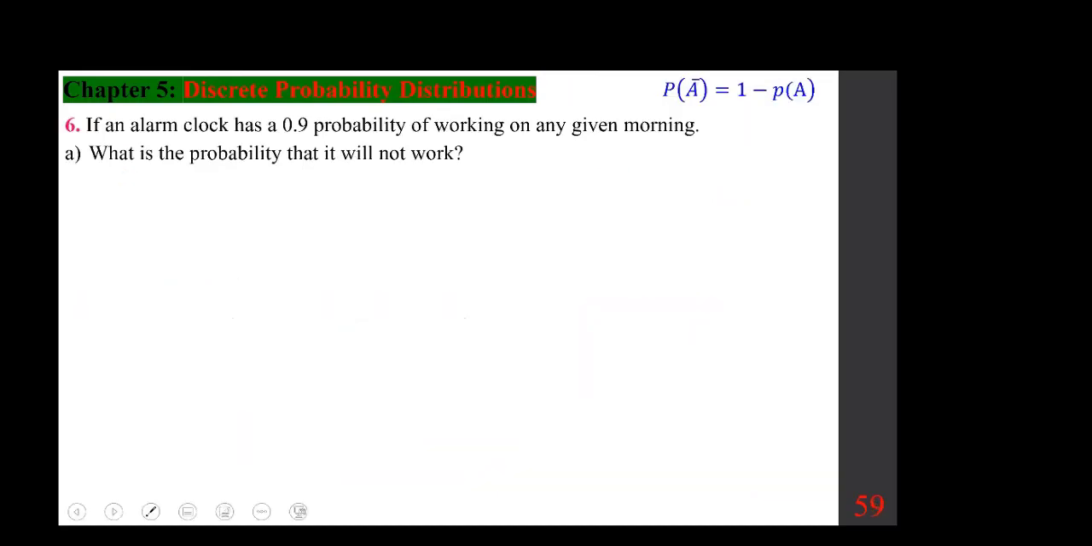An alarm clock has a 0.9 probability of working. What is the probability that it will not work? It's a complementary event. Probability of working, let's say W represents working, is 0.9. So not working would be 1 minus that, which is 0.1 or 10%.